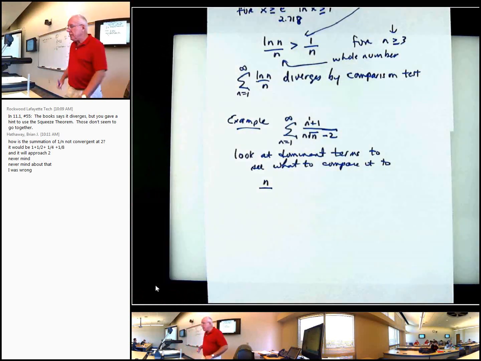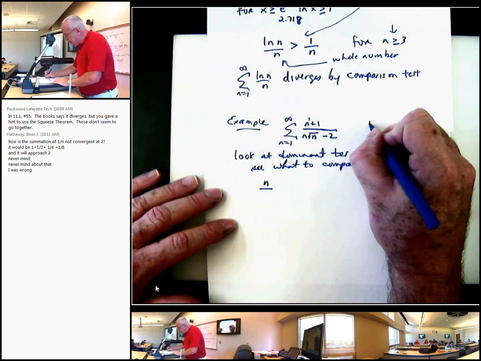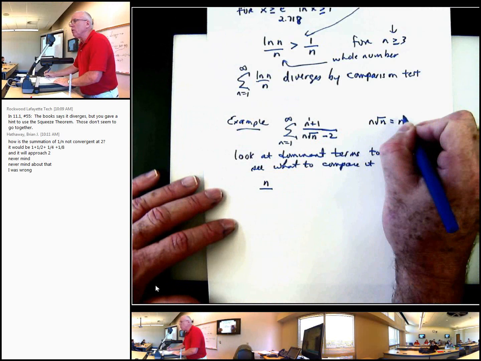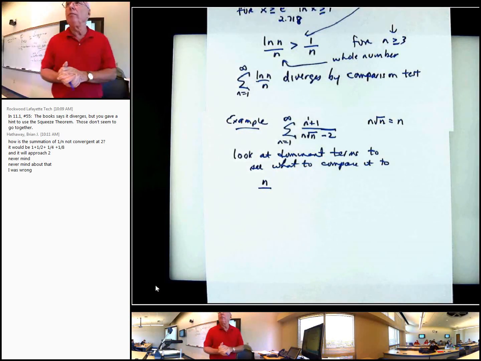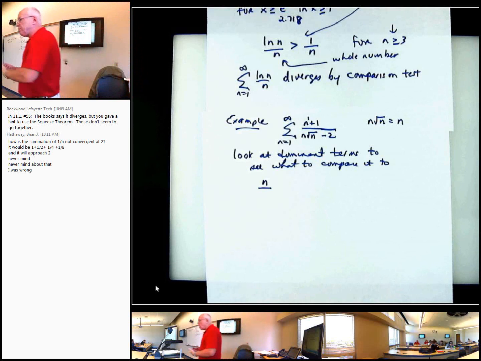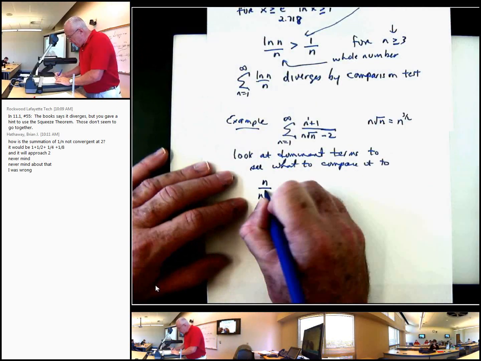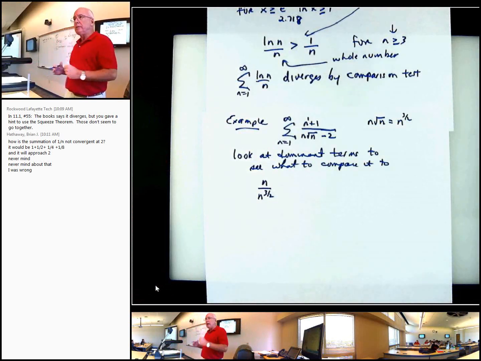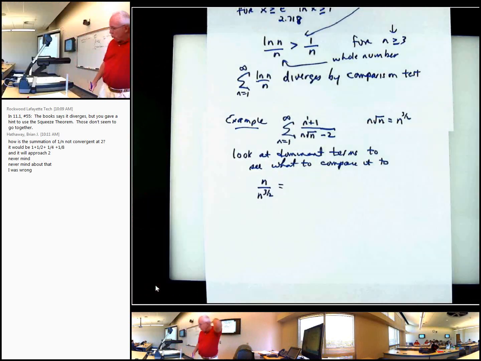Now, in the denominator, we have n. What does n times the square root of n equal, what power of n, as a single exponent? 3 halves, right. We add 1 plus 1 half. That gives us 3 halves. So our bottom dominant term is n to the 3 halves power. We don't have to worry about that negative 2. It's not the dominant term. Now, how does this simplify using rules of exponents?